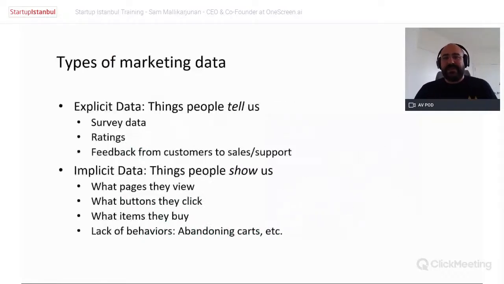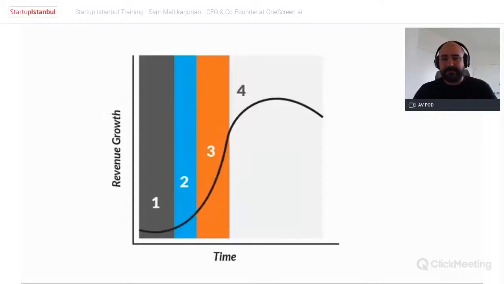There's two types of data I want to talk about today. One is explicit data, so things that people tell us, things like survey data or ratings or feedback. This is things that people tell us. And then implicit data is things that people show us. How are they using our application? What do they buy? Also the lack of behaviors, for example, abandoning a shopping cart on an e-commerce site, etc. So explicit data and implicit data both have their strengths and weaknesses, and they can be used to create a more full picture of how our startup is working.